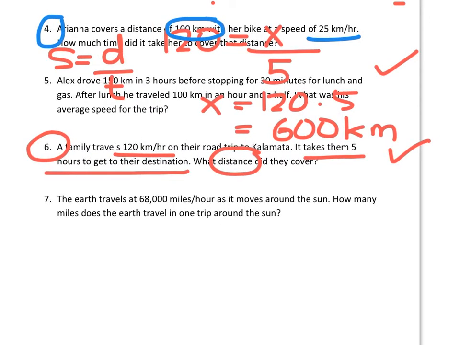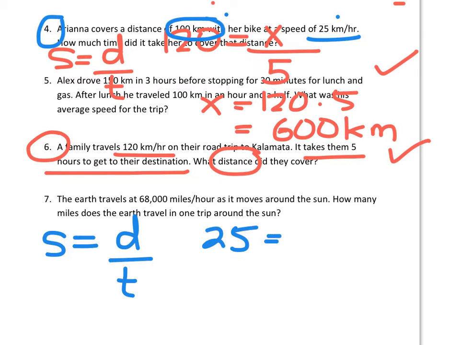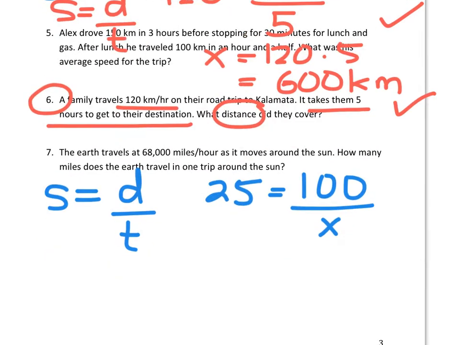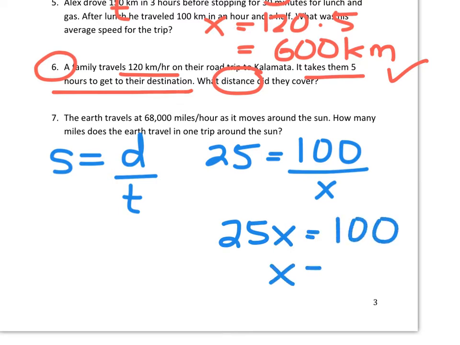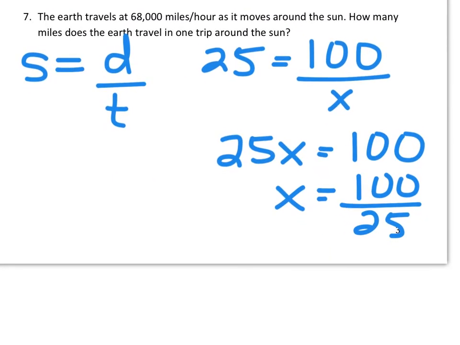So again, I repeat, Ariana covers a distance of 100 kilometers, and she does it at a speed of 25 kilometers an hour. So if we use speed is equal to distance divided by time, our speed is 25, our distance is 100, and our time is x. X is our unknown, the variable that we are looking for. So then we just solve for x. 25x is equal to 100, and x is equal to, I'm going to do it the long way here, 100 divided by 25. So x is equal to 4, and our units are hours.